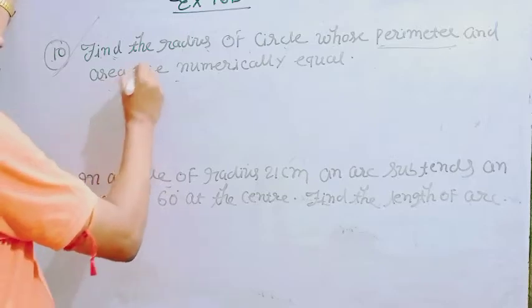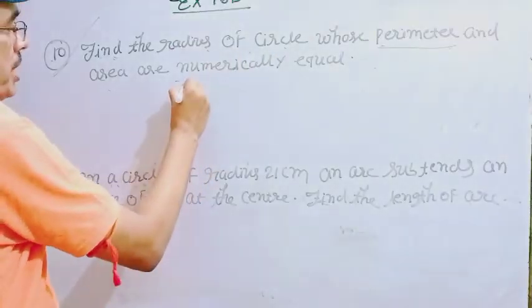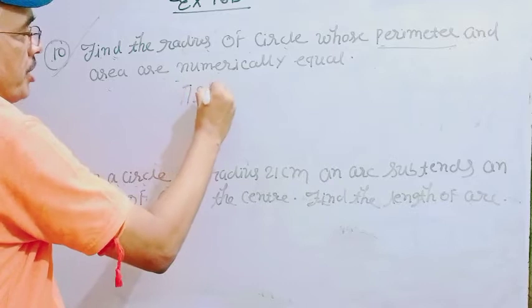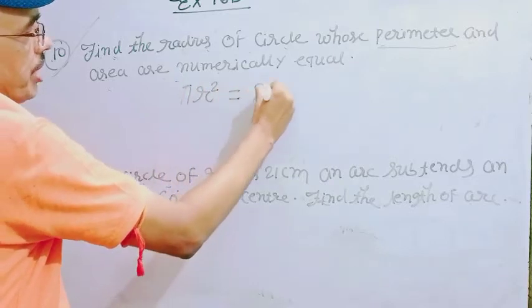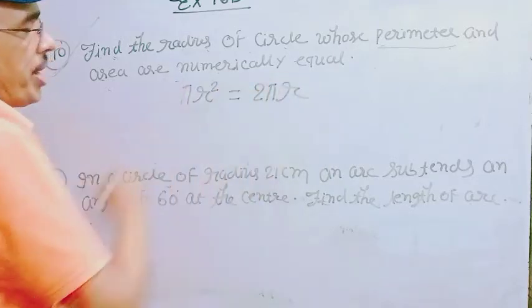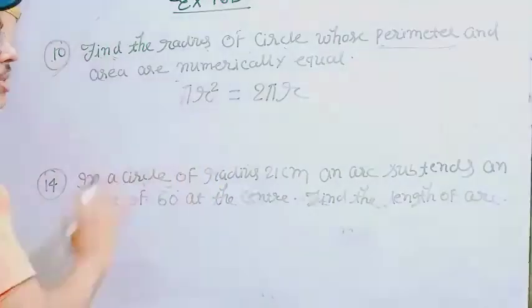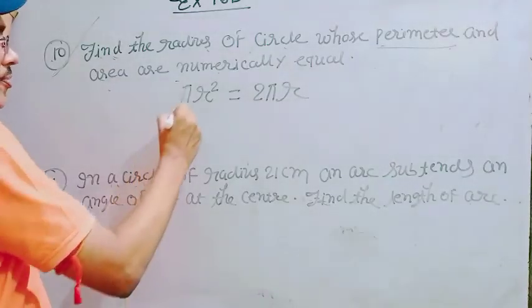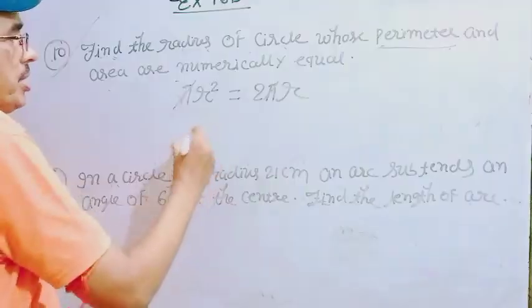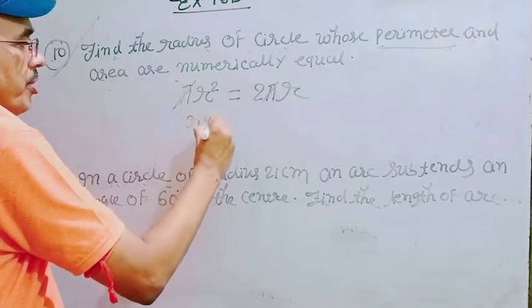So you write only the formula. What is the area of the circle? That is pi r square. And what is the circumference of the circle? That is 2 pi r. And both are numerically equal, right? Both are equal. So first pi cancels, and here is r into r.